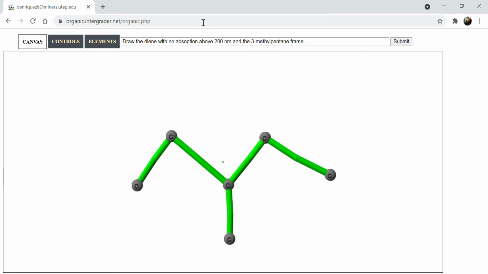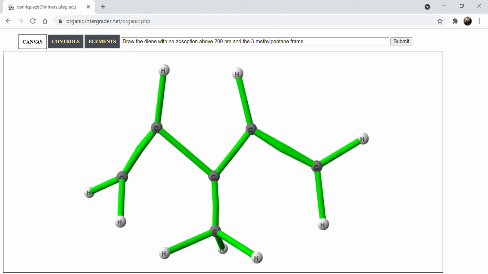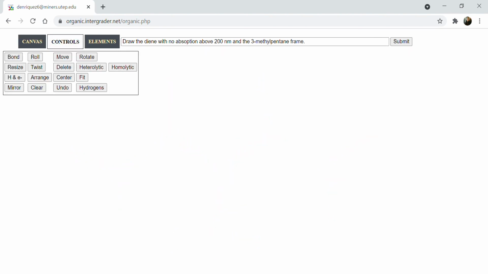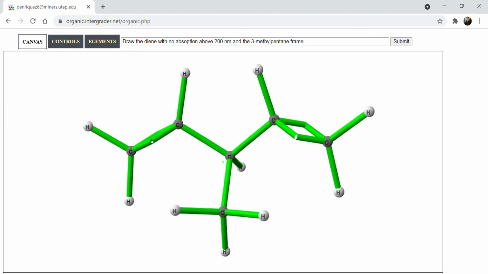Now I see there's no absorption above 200. So this is a short wavelength, which means that it's going to be isolated. So I'm going to want my double bonds as far away from each other as possible. I'm not going to put it on the methyl. I'm going to avoid that because either way it would make it conjugated, but that would be pretty unstable if I put it here. So I'm going to put it on this side so that they're isolated from each other, and then I'm going to put one on the opposite side. I'll then add my hydrogens. And that should be good to go.